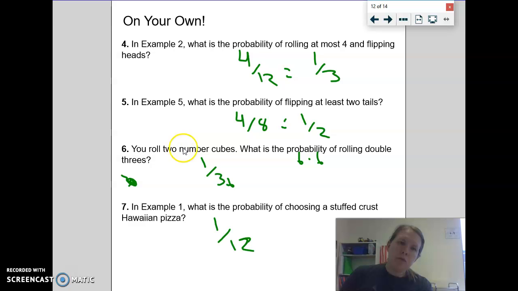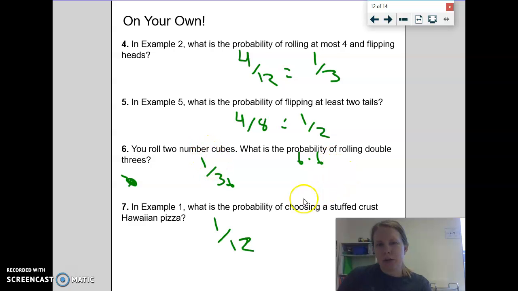Problem number 6, you roll 2 number cubes. If you think about the fundamental counting principle, there's 6 possible outcomes on each cube. So 6 times 6, that's my possibility, is 36. And then for the probability of rolling double 3s, you're only going to end up rolling 3 and 3 next to each other again, 1 chance.